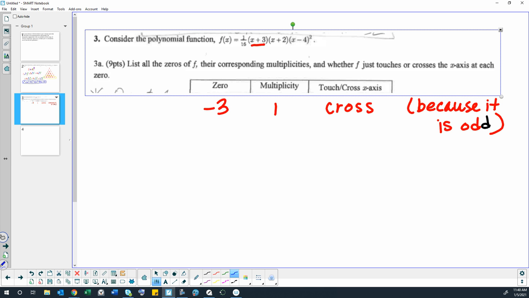The next one would be -2. That corresponds to that factor right there, x plus 2, because that would make that factor 0. Again, there's no exponent, so that's a multiplicity of 1, which again is going to be crossing the x-axis at that point. Then our last one is +4, because that makes that parenthesis 0. And it has an exponent of 2, so it has a multiplicity of 2, which means it's going to touch the x-axis at that point.